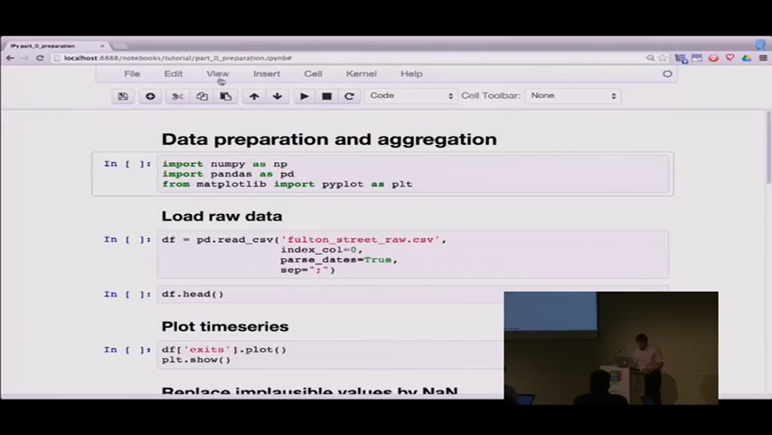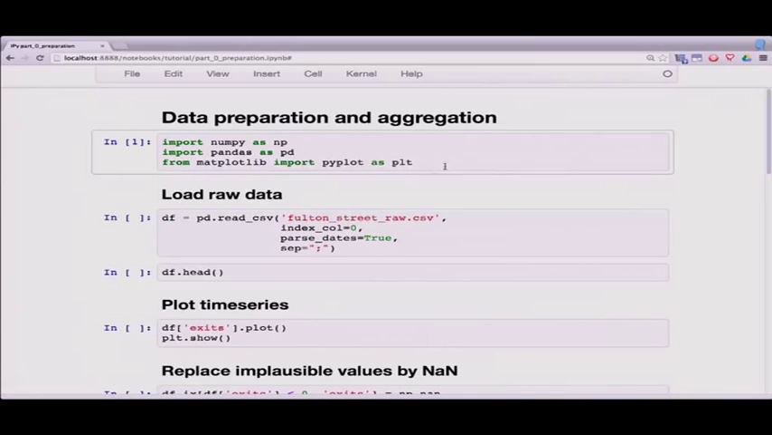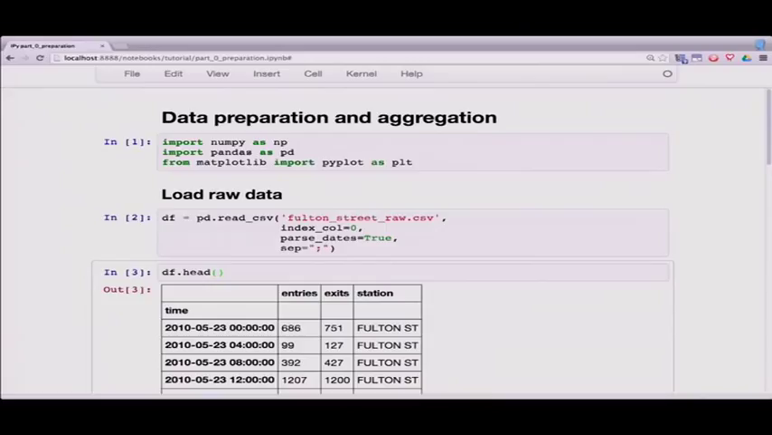Okay. So I hope everyone has downloaded the files from the repository. So we start with importing the packages and loading the data into a pandas data frame. So first we take a look at the head of the data, to get a feeling for what's in it.